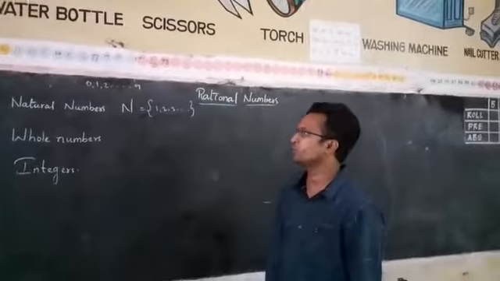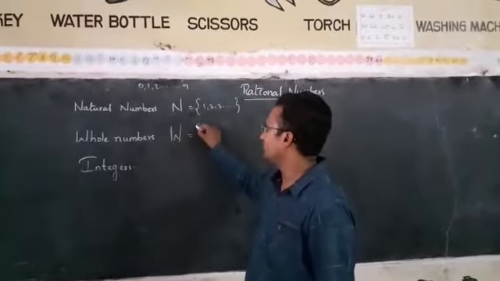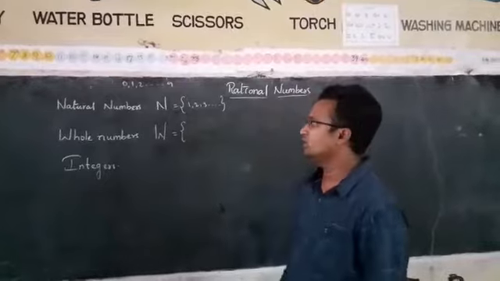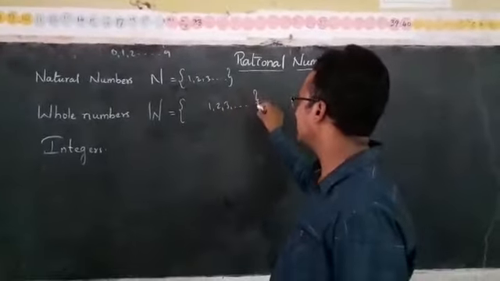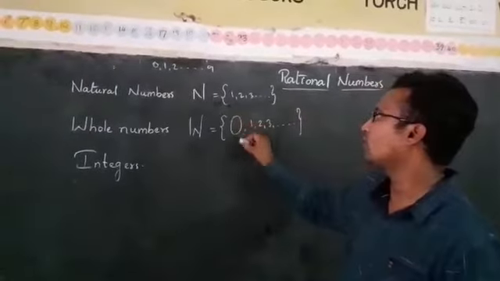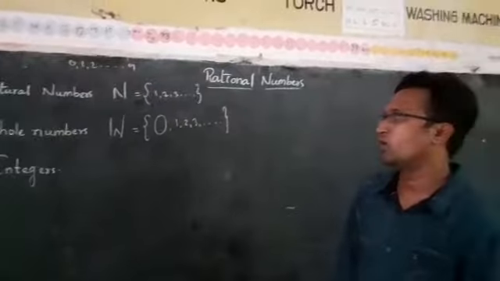And the second one is whole numbers. Whole numbers is denoted by W. So what are the natural numbers? 1, 2, 3, and so on. If you put 0 in the set of natural numbers, then it is called whole numbers.